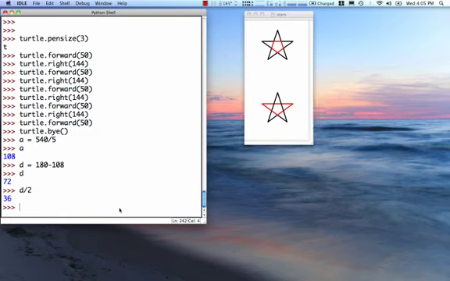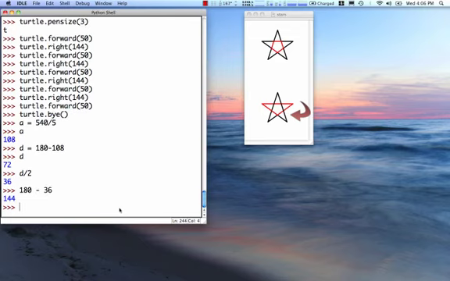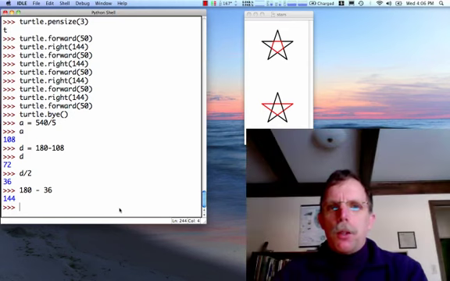However, when you make a turn, if you remember watching the turtle, it actually has to turn through more than 90 degrees. So we're looking at the outside angle there. That's the complement. So what we need to do to get that angle is take 180 degrees, that's a straight line, and subtract out our 36, and there is our 144 degree angle that we need to turn to make the star.